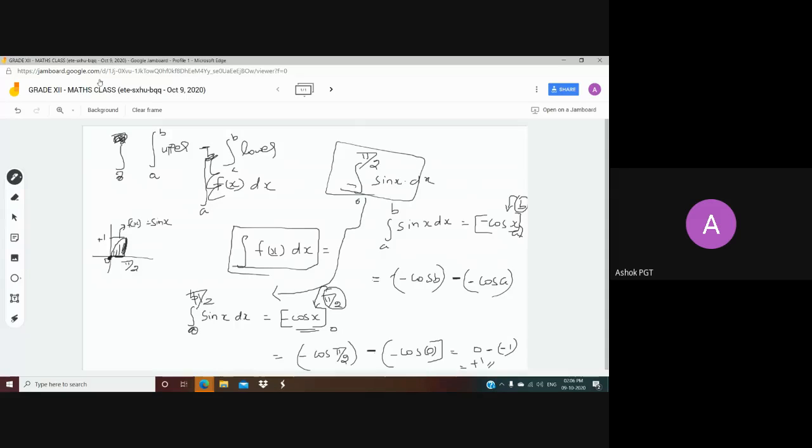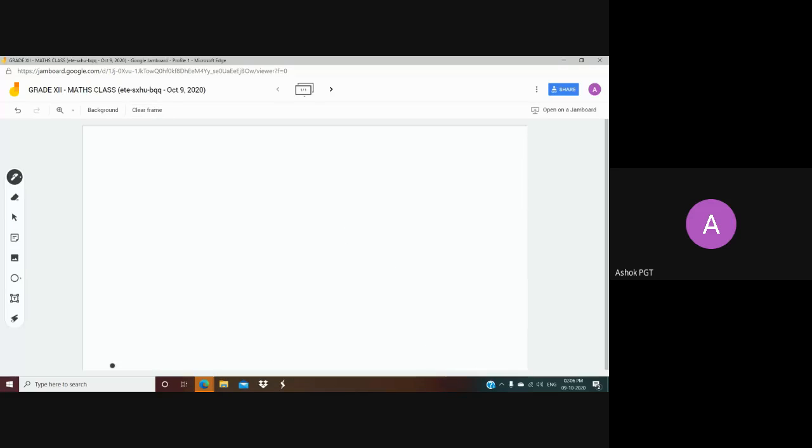Here, I will change the slide. So our aim was to calculate this, the area of this region from 0 to pi by 2. Here f of x is equal to sin x. Here, for the bottom, for the x-axis, I am writing f of x.